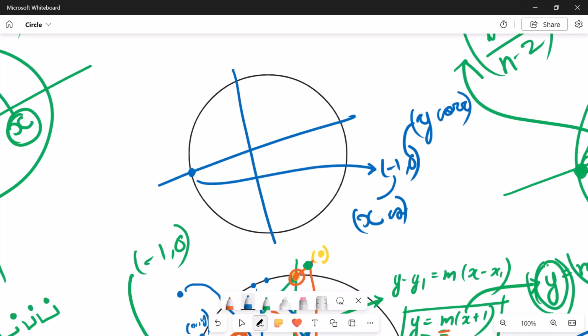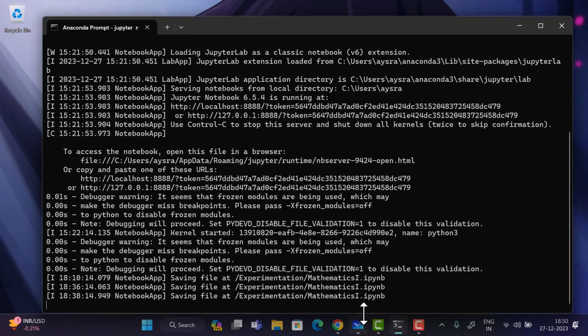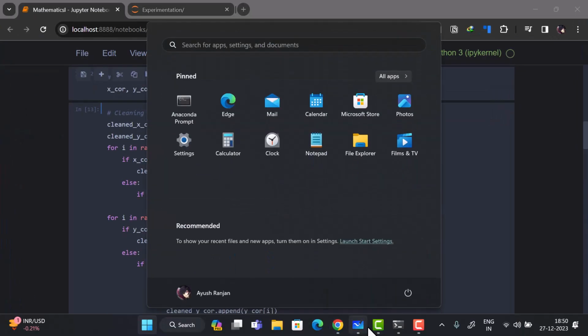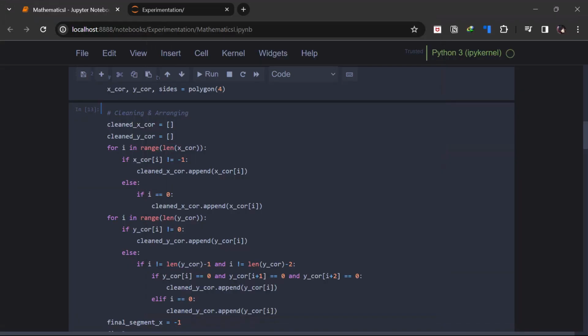I know that all of the other times that we get -1 comma 0, that won't be part of our vertex. But in the first case itself, this is the common vertex for all of our polygons, right? So the very initial -1 is actually part of our vertex, so we won't discard that.